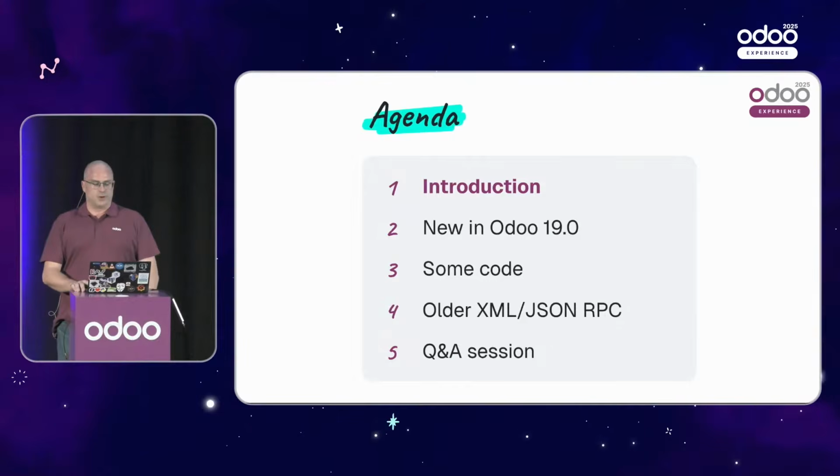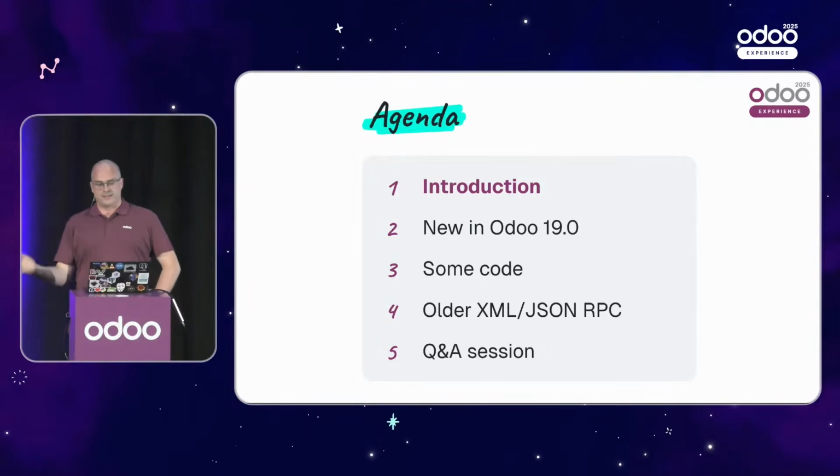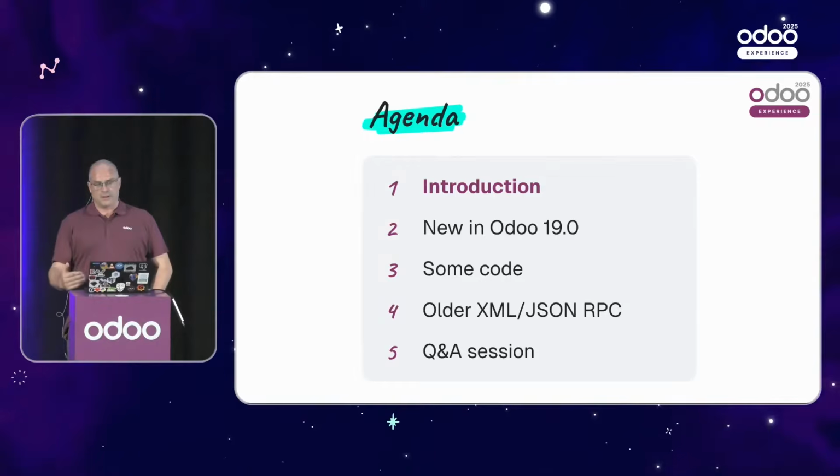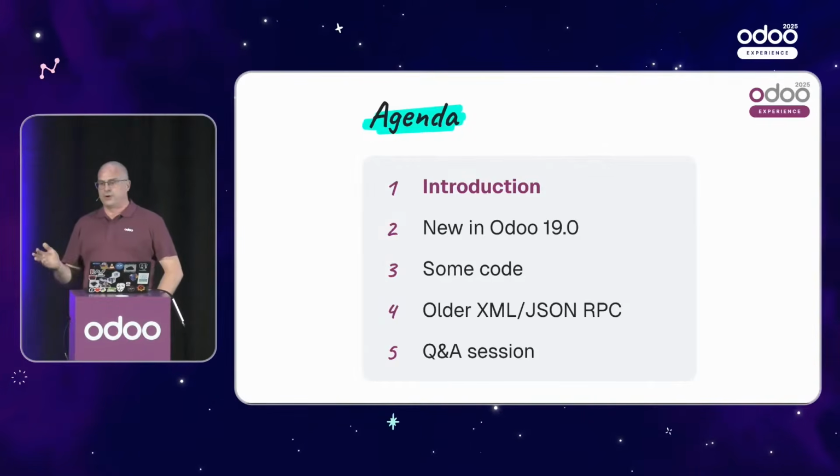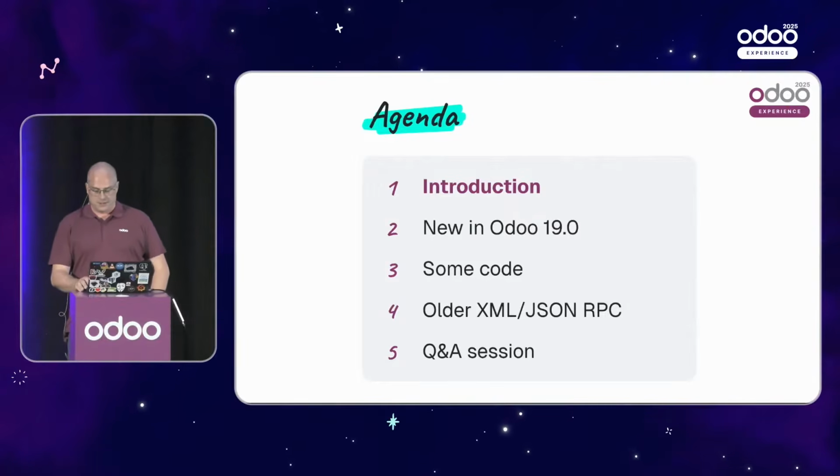So we'll start with a small introduction, then I will show you what is new in Odoo 19, then I will show some code, and finally we'll see some older XML and JSON RPC code.